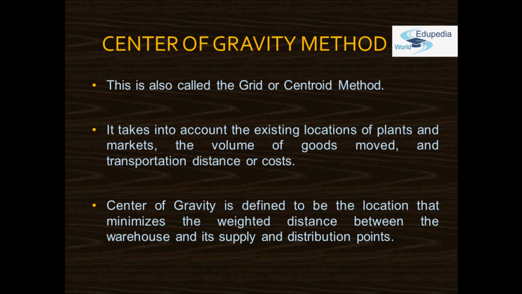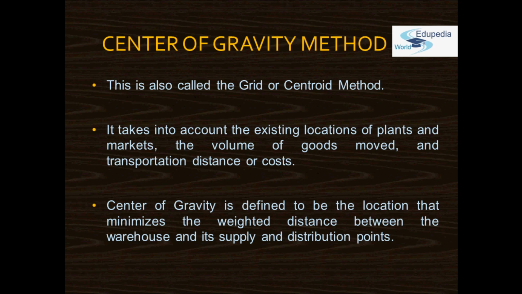Why is it called the grid method? The reason is that this method, like the previous two methods, that is the load distance and the simple median method, also uses the grid position. Okay, and this is also based on distance. Here once again we make use of the graph or the grid where we place the map of the region from where we have to select the location.